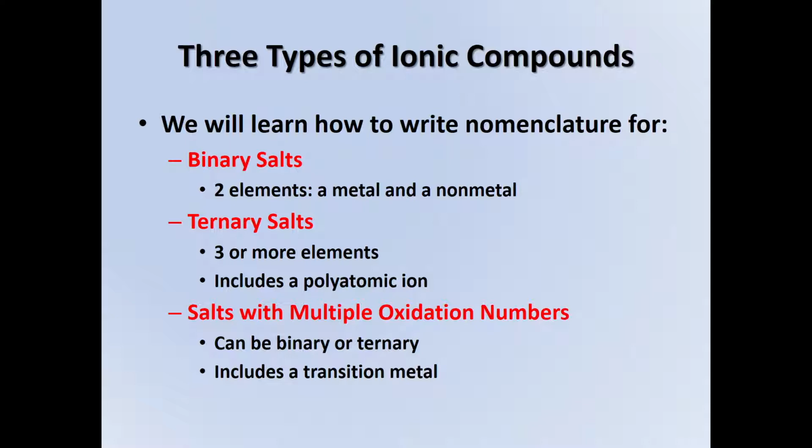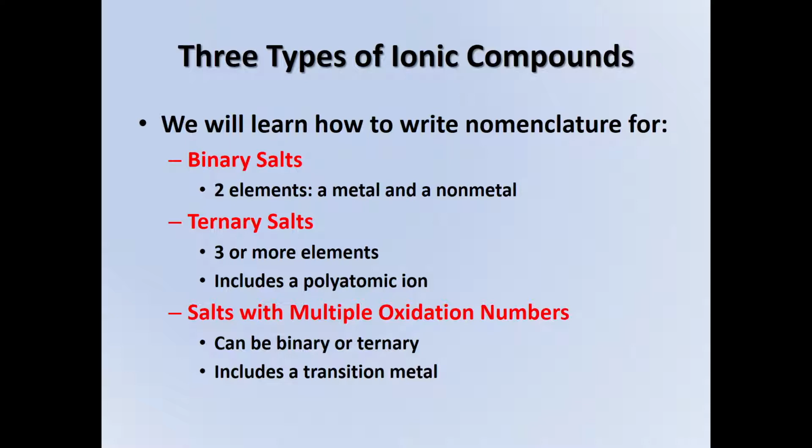So there are lots and lots of rules. You'll need to understand how to go from a formula to a name and vice versa. You should know how to properly say compounds. There are 3 main types that we'll learn. Binary salts is where you only have 2 elements, a metal and a non-metal. Ternary salts, 3 or more elements, include a polyatomic ion. The examples we did on the previous page are binary.